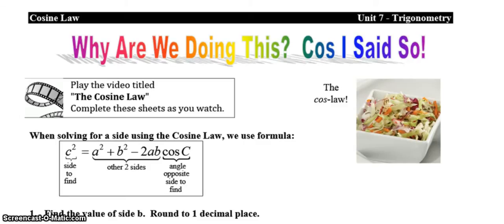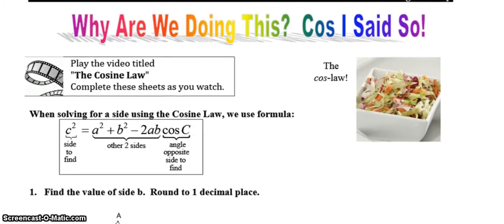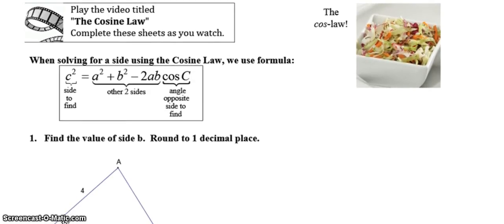Hi there. Today we're going to continue our learning of trigonometry in oblique triangles by learning the cosine law. The cosine law looks a little bit uglier than the sine law, but it really isn't harder to calculate. This is the formula for solving for a side.